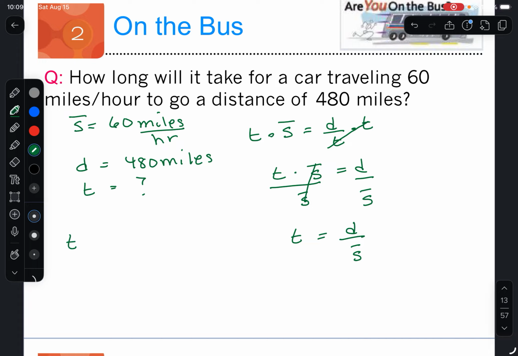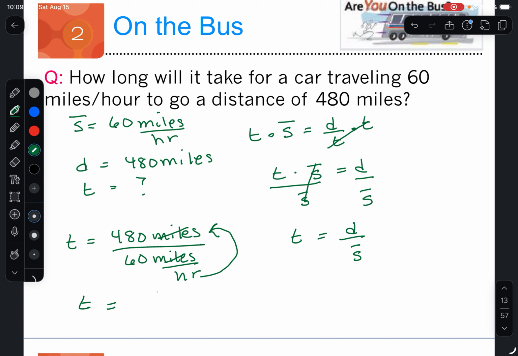So our time is going to be our distance, which is 480 miles, divided by 60 miles per hour. So miles cancel. The hours come up to the top. So our time is going to equal 8 hours.